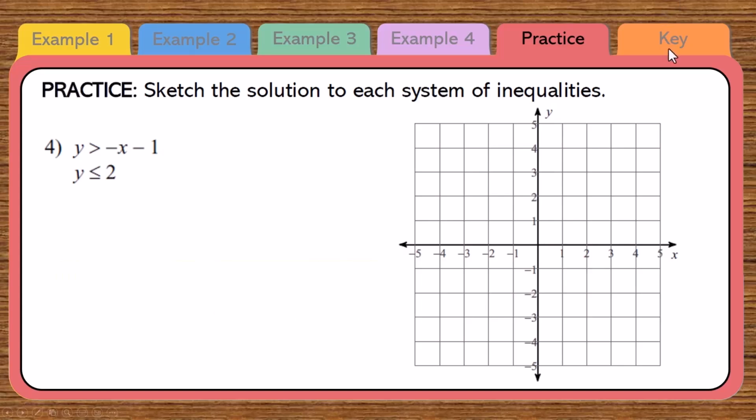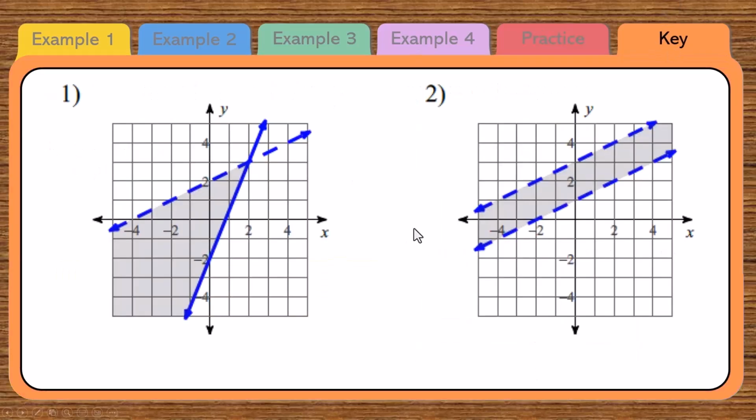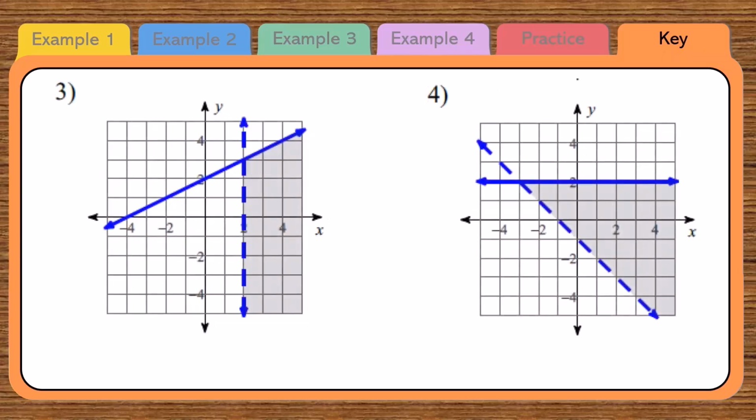Okay, how did you do? Let's check. Okay, here are your solutions for 1 and 2. Pause, check your work. And here are your solutions for 3 and 4.